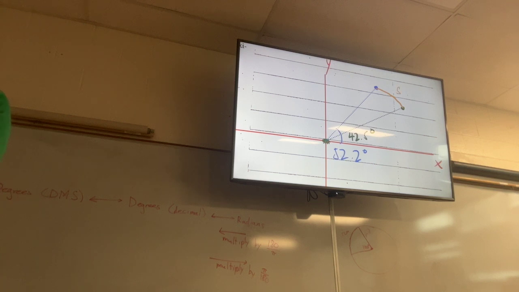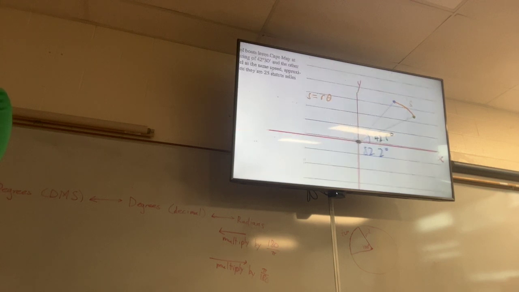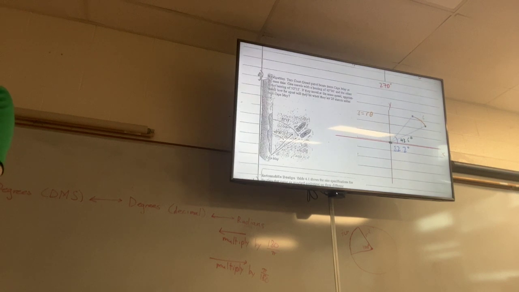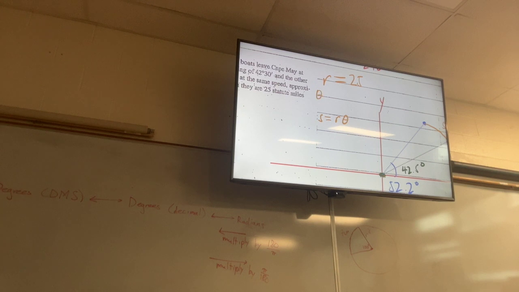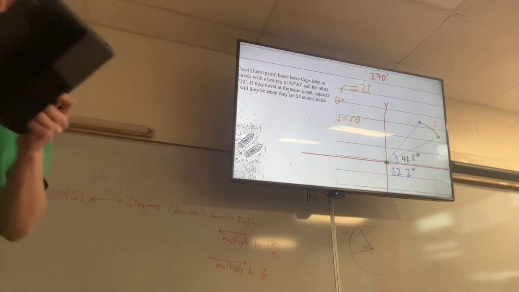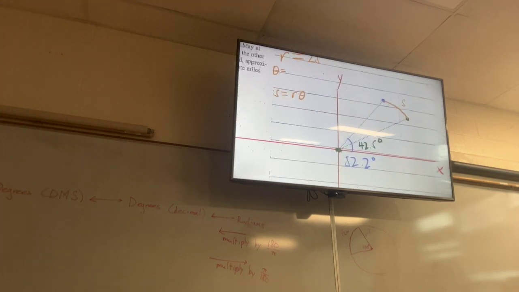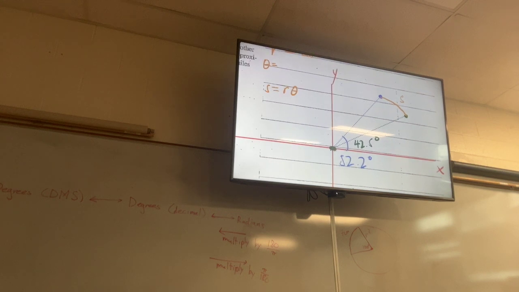How do we find that? What's the arc length formula? S equals r theta. What's my r here? 25, yep, how far they are from the origin. What's my theta going to be? How do I come up with theta? Let's come up with theta in degrees first and then convert it to radians, because I want to explain where the angle came from.